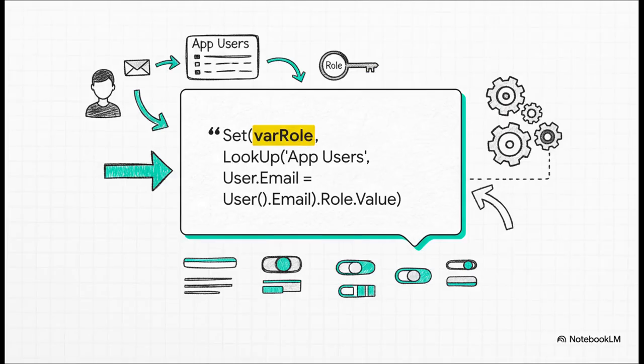With the SharePoint method, the code is actually beautifully simple. In App.OnStart, we're just telling the app, hey, look up the current user's email in our app users list, find their role, and then save it to a variable we're going to call var role. This one little variable is the key we'll use to unlock all the different experiences throughout the app.